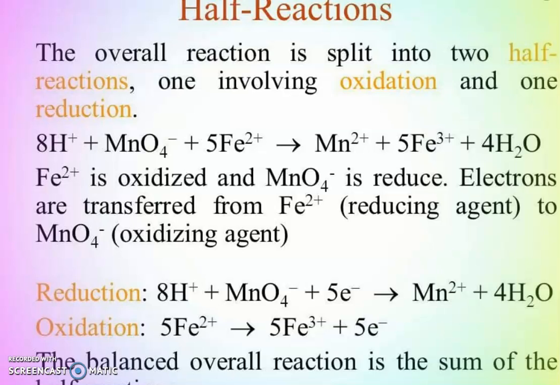So reduction: 8H+ + MnO4- + 5 electrons gives Mn2+ + 4 water molecules. Oxidation: 5Fe2+ gives 5Fe3+ + 5 electrons. So the balanced overall reaction is the sum of the half reactions.